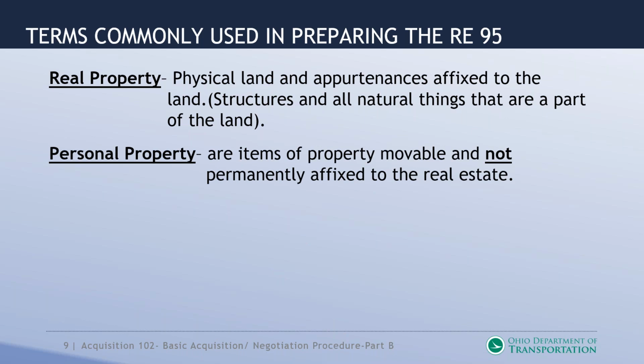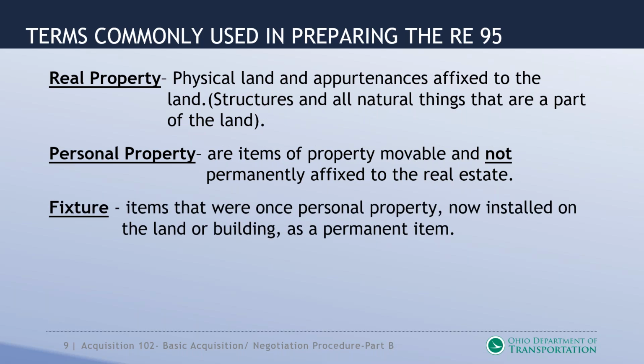Personal property, items of property movable and not permanently affixed to the real estate. A fixture is an item that was once personal property, but it's now been installed on the land or building, and it's now a permanent item.